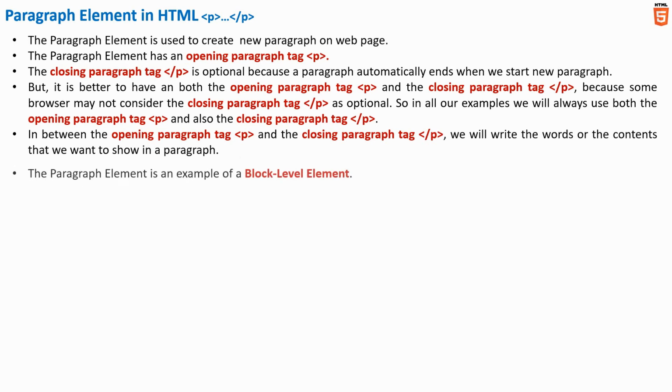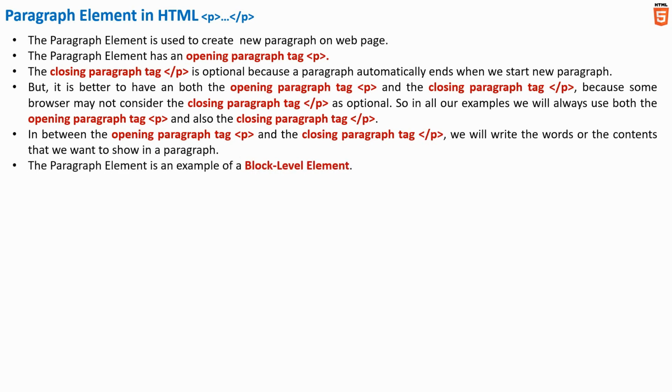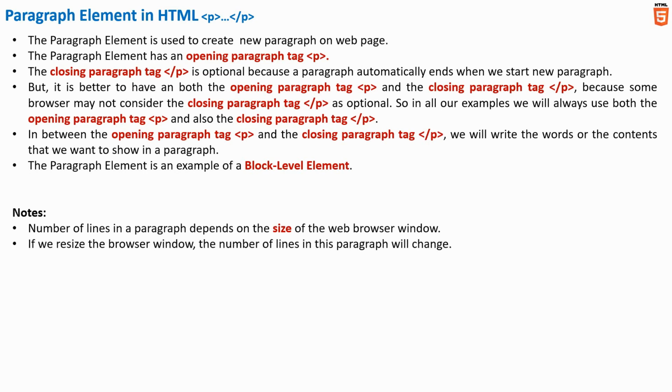The paragraph element is an example of a block level element. The number of lines within this paragraph element will depend on the size of the web browser. When we resize the browser window, the number of lines in a paragraph might change depending on the length of the content inside this paragraph element.